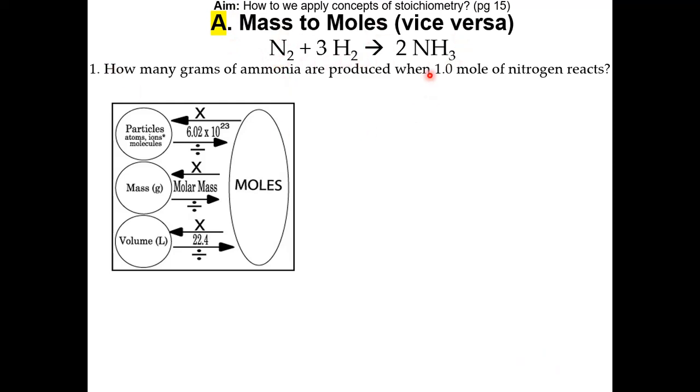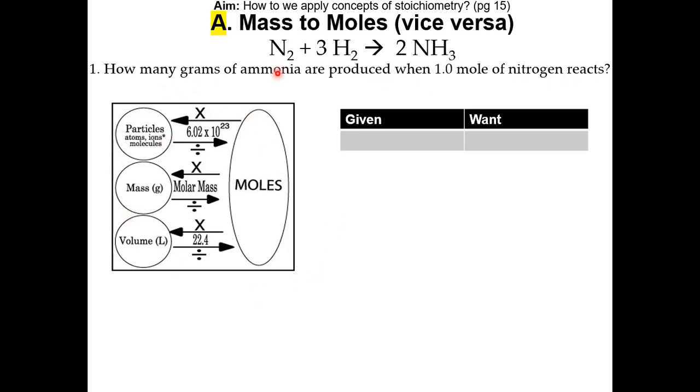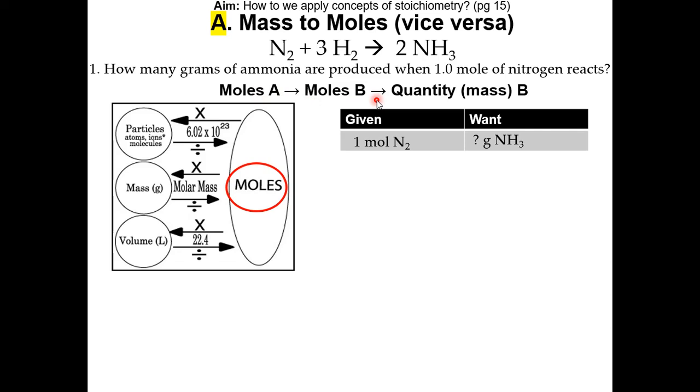Here's the chemical equation. How many grams of ammonium are produced when 1 mole of nitrogen reacts? So I'm going to first use the 3 plus method with diagram 2. Based on the problem, what are we given? We are given 1 mole of nitrogen. And what do we want? We want grams of ammonium. So this is our general strategy.